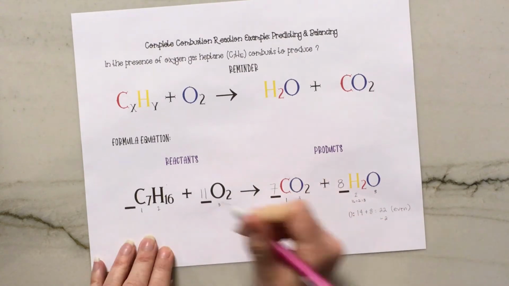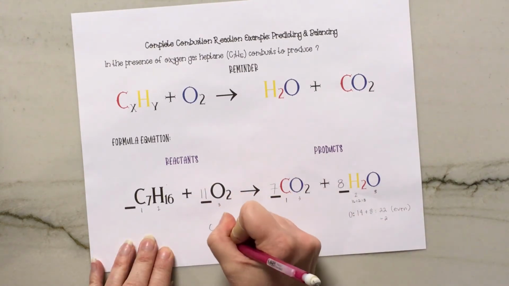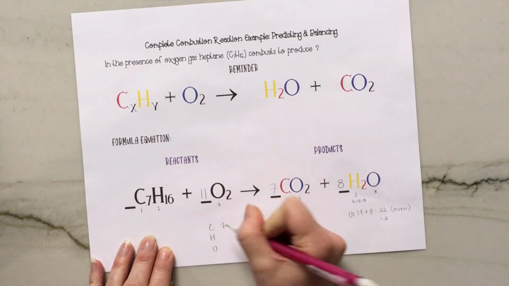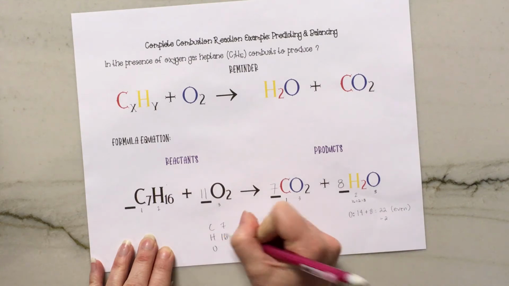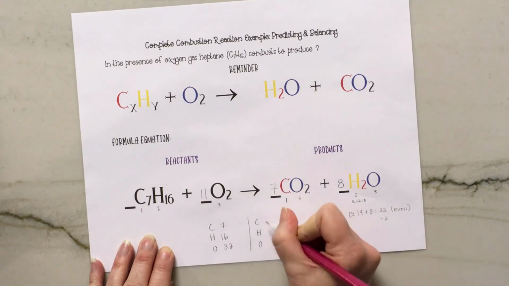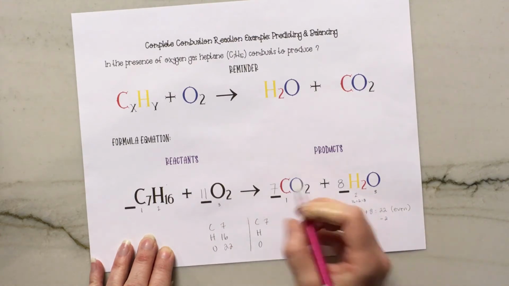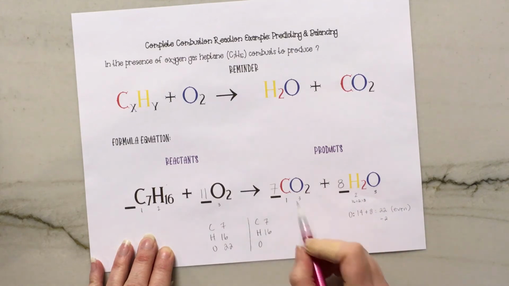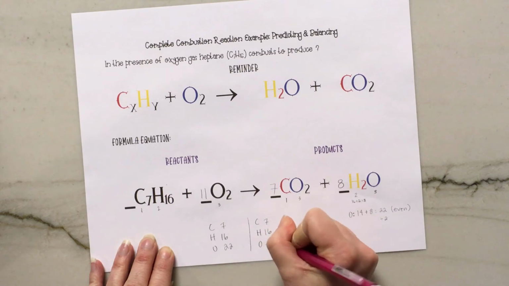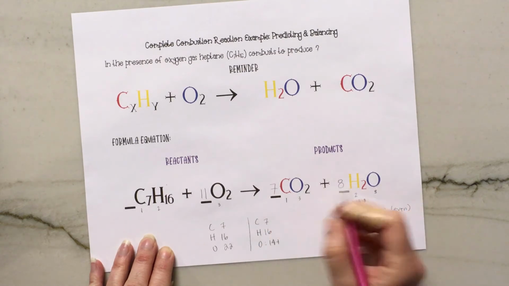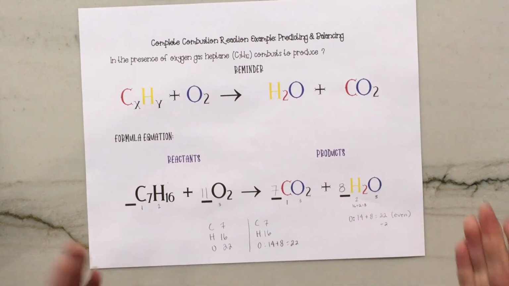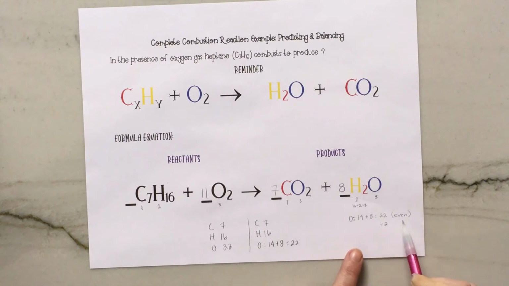So very quickly, carbons, hydrogens, oxygens, carbon, hydrogens, and oxygens. So we have 7 carbons, we have 16 hydrogens, and 11 times 2 is 22 oxygens. On this side, we have 7 carbons, we have 8 times 2 is 16 hydrogens and oxygens. We have 7 times 2, which is 14, plus 8 times 1 is 8, which is 22. Balanced. So that's our first example of when we have an even number of oxygens.